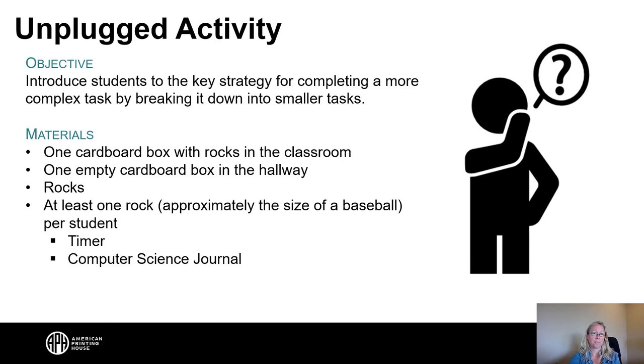You'll also need an empty box, maybe in the hallway or somewhere a little further away from the first box. You'll need rocks or objects of some kind, with enough of them that there's at least one for each student. This estimates the size of a baseball, but use what you have around you to make it easy. And a timer, and students will need their computer science journal.